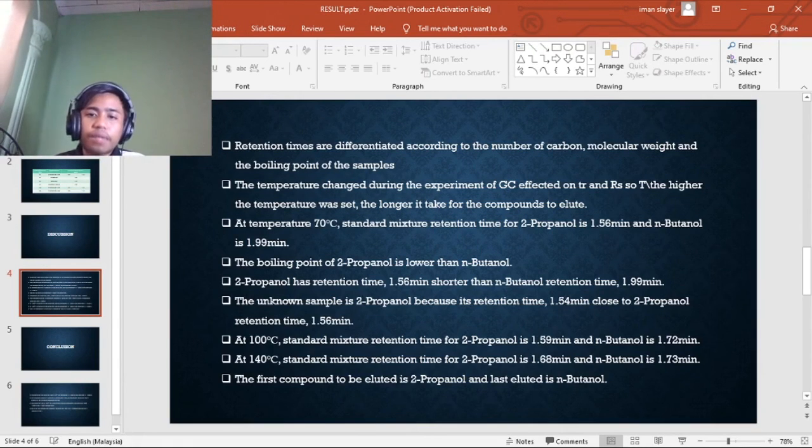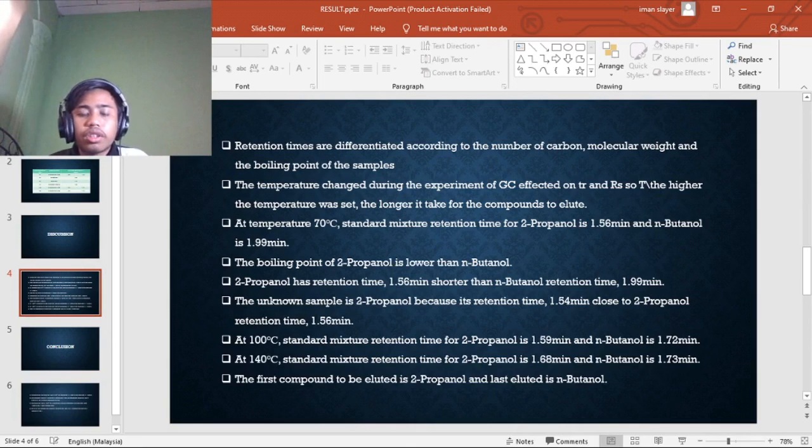Retention times are differentiated according to the number of carbons, molecular weight, and the volume of the samples. Temperature change during the gas chromatography experiment affects retention time and RS, meaning that the higher the temperature is set, the longer it takes for the compounds to elute. At a temperature of 70 degrees Celsius, as we see from this result, the standard mixture retention time for 2-propanol is 1.56 minutes and N-butanol is 1.99 minutes. The boiling point of 2-propanol is lower than N-butanol, so 2-propanol has a retention time shorter than N-butanol.